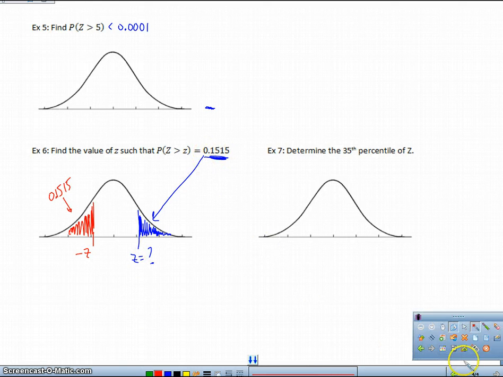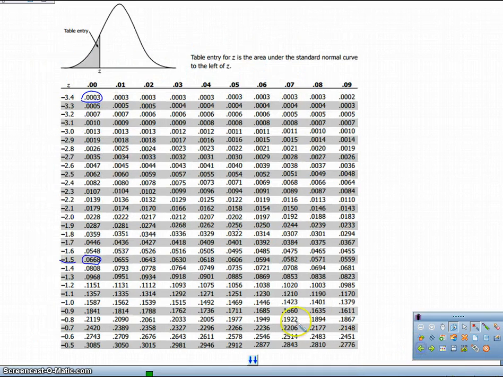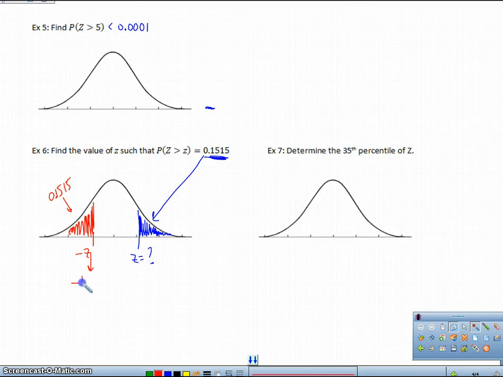So let's look for 0.1515 in my table here. Do I see it anywhere here? Nope. Let's go to the other side. All right, 0.15. Where are we going here? 0.15. Oh, there it is. 0.1515. So what does that correspond to? Negative 1.03. So this is going to be negative 1.03, and this is positive 1.03. That'll be my answer for this problem.